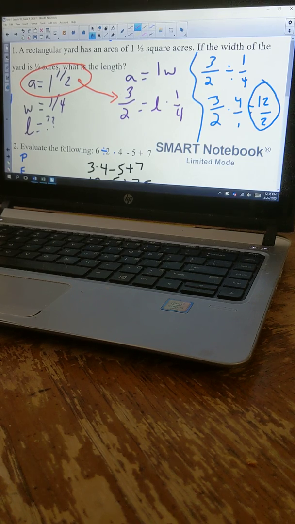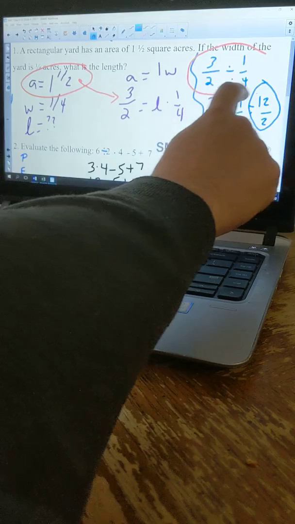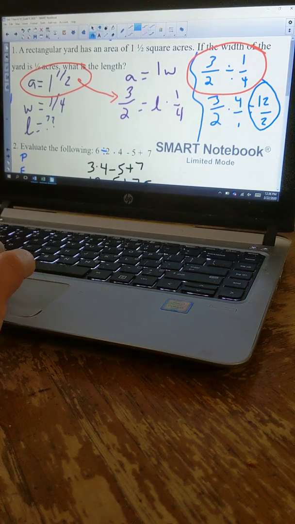3 over 2 equals length times 1/4. The inverse of times 1/4 is divided by 1/4. So the math problem that you have to do to get the answer is right here. It's 3/2 divided by 1/4, which gives you 12 over 2, or 6.